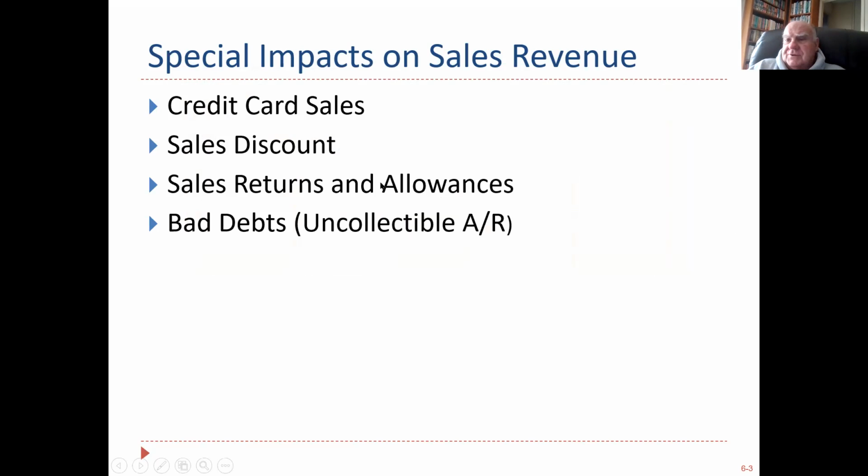Customers return things. You bought a garment from a clothing store and it didn't quite fit properly when you got home, and you returned it to the store. That's going to be a reduction of your net sales. But as you know, you never debit sales.